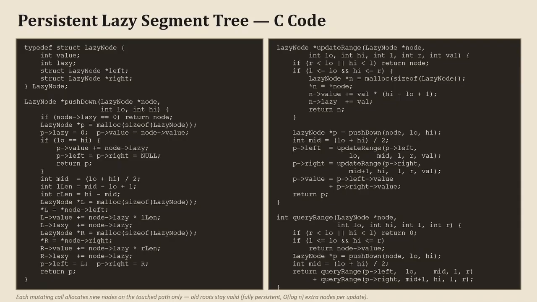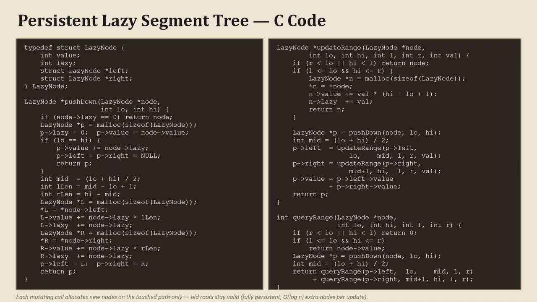Update range has three cases: out of range returns the original node unchanged. That's our structural sharing. Fully covered clones the node, bumps value and lazy, and stops. Partial overlap calls push down, recurses both sides, and recomputes the value on return.